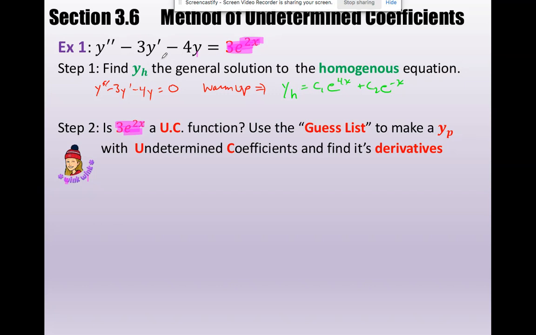Well, how is that possible? E to the x is its own derivative. So the original function y needed to be some exponential. So here's what we're going to do.